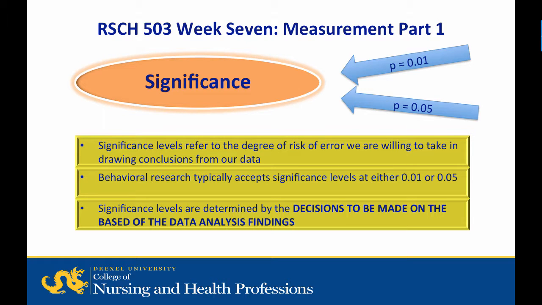What does the word significance mean? Or the phrase statistically significant? Significance levels refer to the degree of risk of error we are willing to take in drawing conclusions from our data. Behavioral research typically accepts significance levels at either 0.01 or 0.05. It is very important to understand that significance levels are determined by the decisions to be made on the basis of the data analysis findings. Correlation coefficients and statistical significance are employed in determining reliability and validity of an instrument or test.